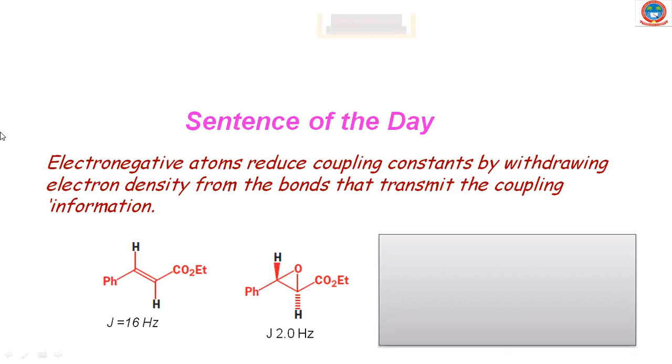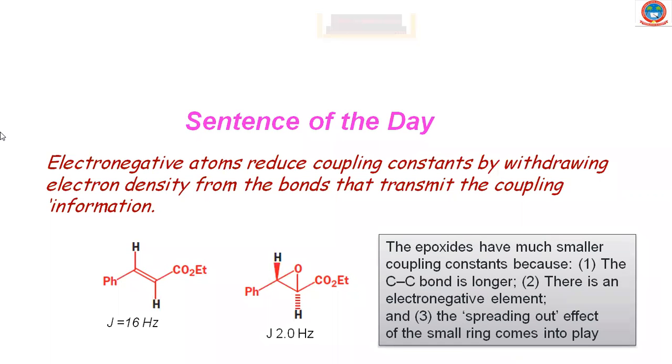Now see, the epoxide has a much smaller coupling constant because of three factors. देखिए हमने क्या किया, सेम मॉलिक्यूल को इपॉक्सिडेशन किया है, it is epoxide and J value बहुत रिड्यूस हो गया है because of three factors. First factor is the carbon bond is longer.